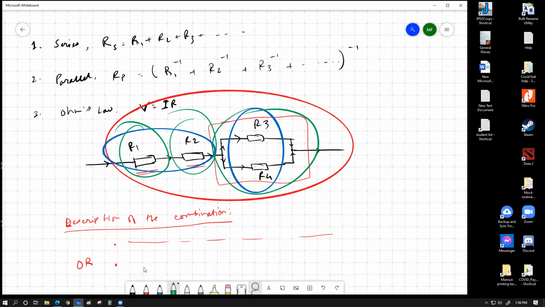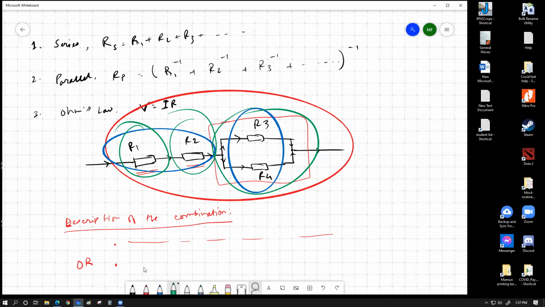And another way that students can write is that R1, R2, R3 are in series and R4 is in parallel. So hear me out on this one. I'm not making you write this, just hear me out. I'm going to say it slowly. Let's say write that R1 comma R2 comma R3 are in series, full stop. R4 is in parallel.